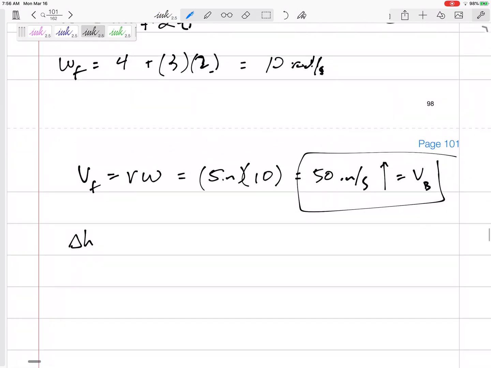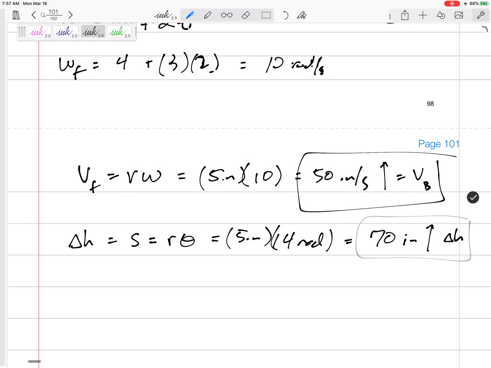So let's find the change in height. This would be the S. S is R theta. R is 5 inches. Theta needs to be in radians, 14 radians. So this would be 70 inches, the change in height of point B.